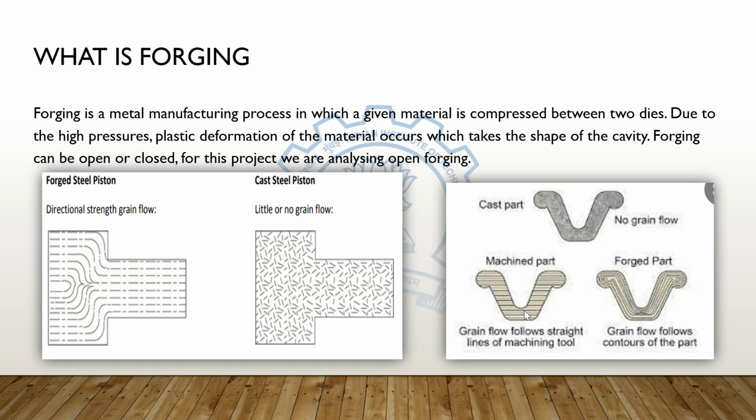Forging can be of different types like open and closed. For our project, we have analyzed the situation of open forging. One important point is that forging has an edge over casting because the strength of the forged material is greater than the cast material. As shown in this figure, the directional strength is provided because of the grain directions. In casting, the grains are oriented in very random directions, which makes it anisotropic and hence the strength is reduced. While in the forged case, the grains are oriented in a particular direction, providing strength along that direction.